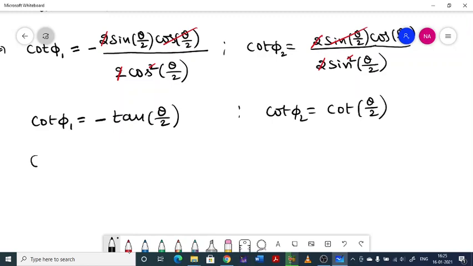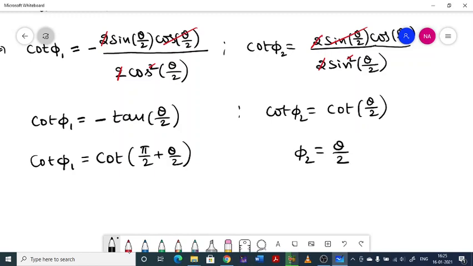By the properties, I can write this as cot phi 1 equal to minus tan theta is same as cot of pi by 2 plus theta. So cot of pi by 2 plus theta by 2. And this one cot phi 2 equal to cot of theta by 2, just by comparison you get phi 2 equal to theta by 2. Here phi 1 equal to pi by 2 plus theta by 2.